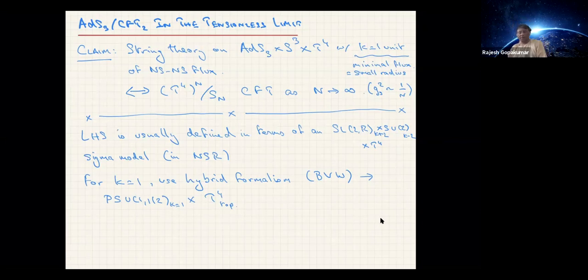But I want to say a few things that will be important for us. I will not go too much into the detail of this particular model right now, but I wanted to say some things which are special about this theory. So the PSU(1,1|2) at level 1 is special, somewhat like SU(2) level 1, which many of you probably know, is also special.